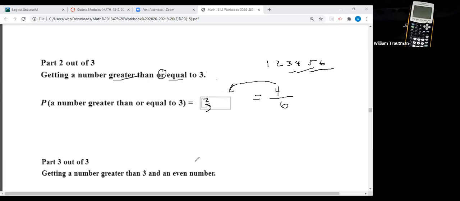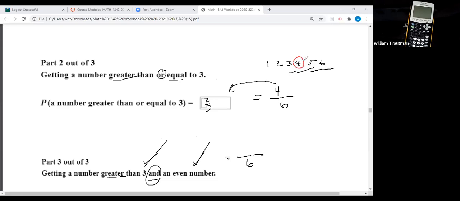Okay, so the next problem, probability that is greater, it doesn't say equal to, it says greater than 3 and even. Remember, and means that it has to happen at the same time. There are 6 numbers total. How many numbers are greater than 3 and even? Anybody? Greater than 3 and even.